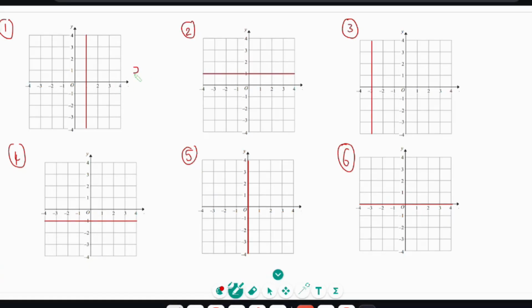This first one is x is equal to 1. Y is equal to 1. X is negative 3. Y is equal to minus 1. Be careful with this one. X is equal to 0. Y is equal to 0.